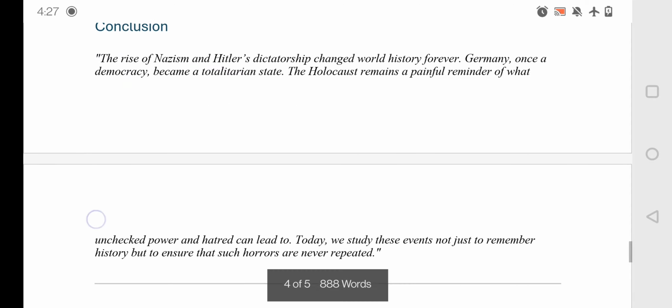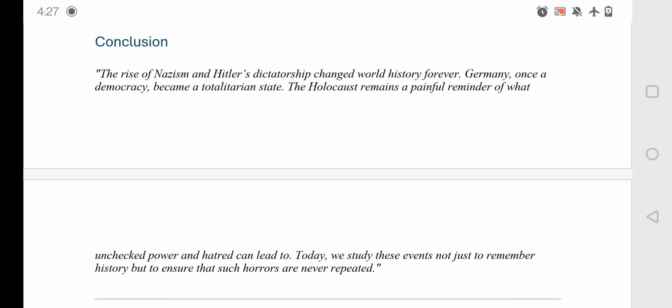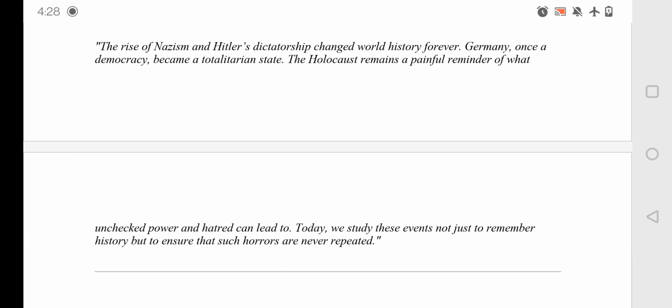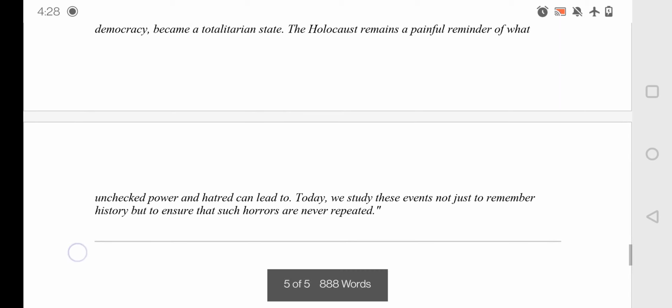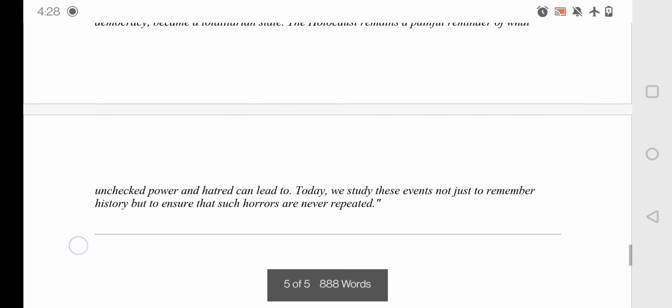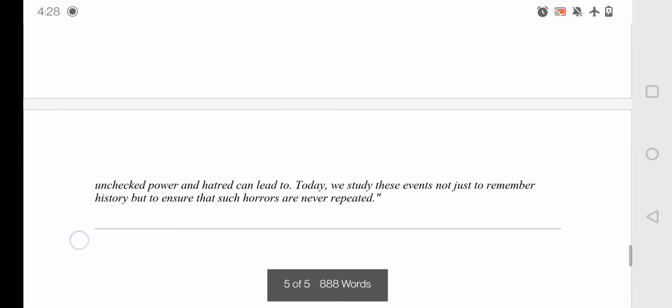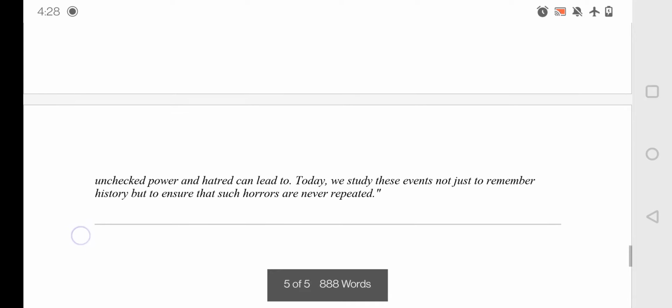The rise of Nazism and Hitler's dictatorship changed world history forever. Germany, once a democracy, became a totalitarian state. The Holocaust remains a painful reminder of what unchecked power and hatred can lead to. Today, we study these events not just to remember history but to ensure that such horrors are never repeated.